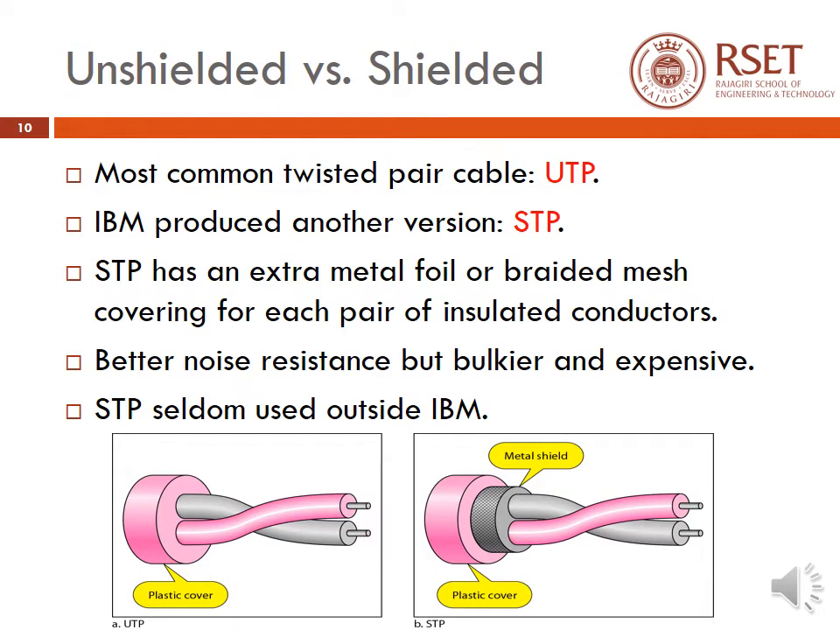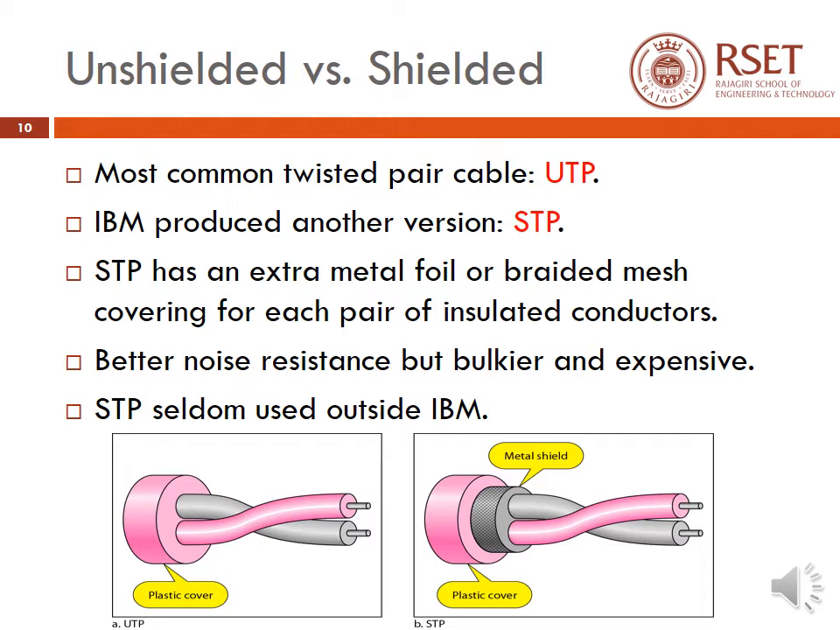The most commonly used twisted pair cable in communication systems is UTP or unshielded twisted pair. The company IBM produced a version of the twisted pair cable known as STP or shielded twisted pair. So there are two types, UTP and STP. Now what is the difference?